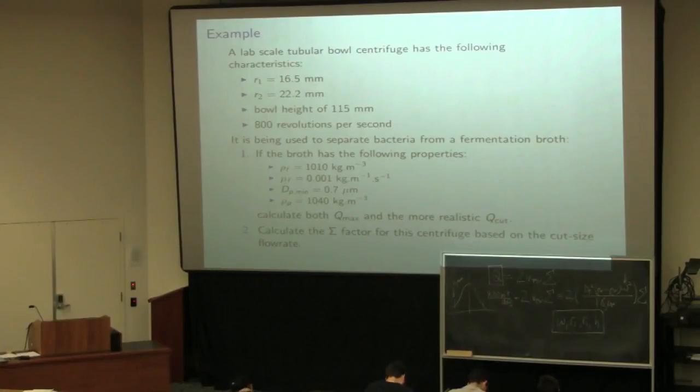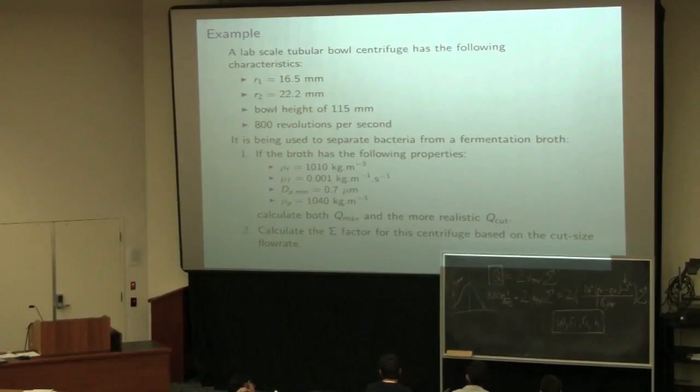So we've created a very small quantity of fermentation broth in our lab with some bacteria suspended in it, and we'd like to separate that out. So this is in the notes here from last time. You shouldn't have to be writing this down. If that broth has the following properties, that the fluid density is 1,010 kilograms per meter cubed, the viscosity is that of water, the particle size, notice how incredibly small it is, 0.7 times 10 to the minus 6 meters, so 0.7 microns. And then the particle's density is only 30 kilograms per meter cubed greater than the water that it's suspended in. Very, very small density difference there.